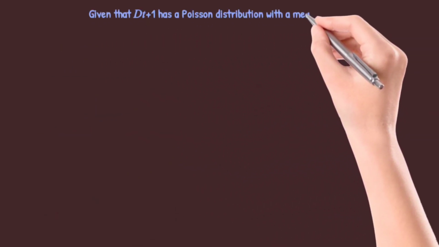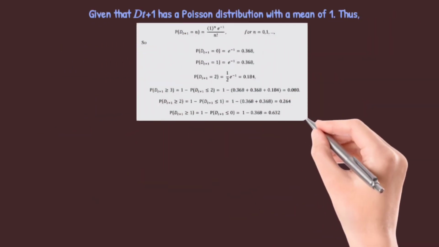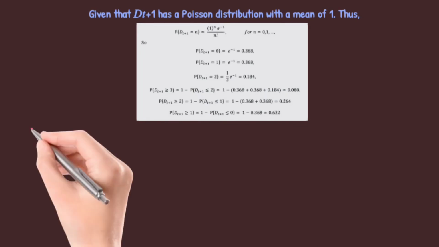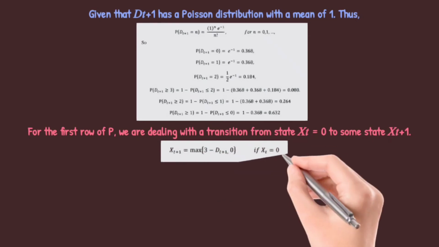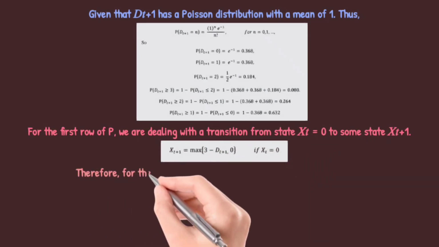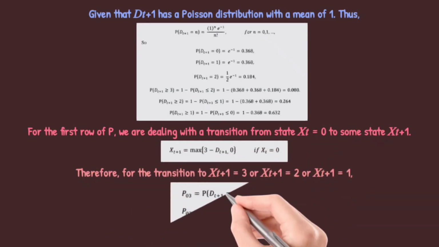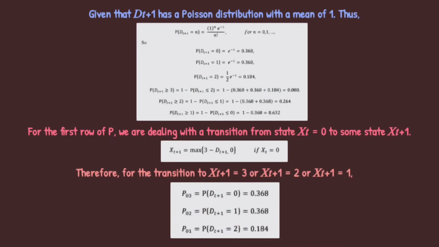Given that Dt+1 has a Poisson distribution with a mean of 1. Thus, for the first row of P, we are dealing with a transition from state Xt equals 0 to some state Xt+1. Therefore, for the transition to Xt+1 equals 3 or Xt+1 equals 2 or Xt+1 equals 1.